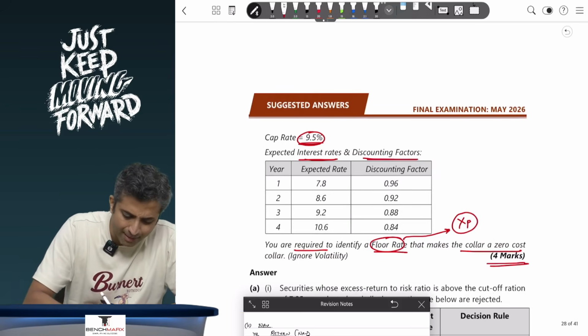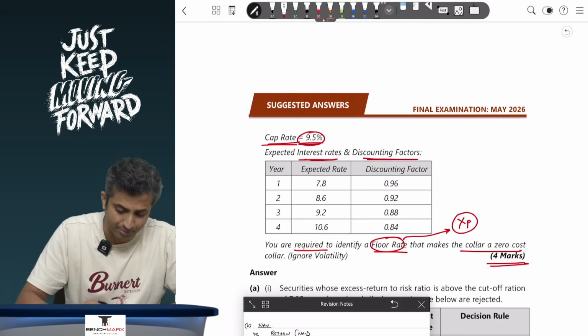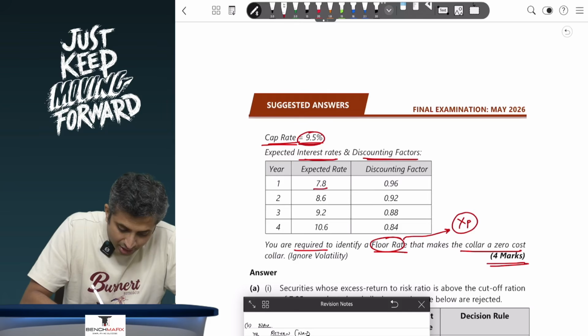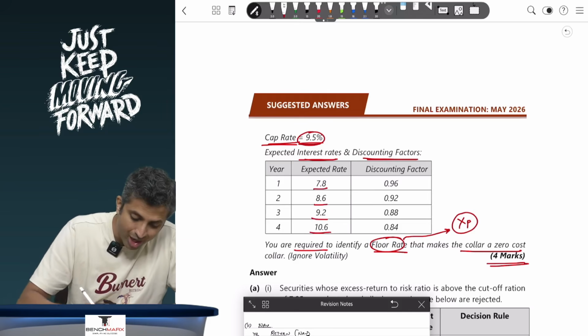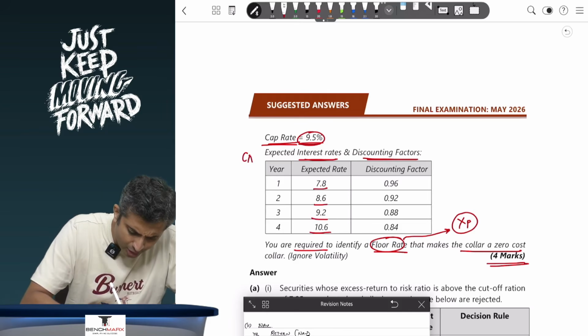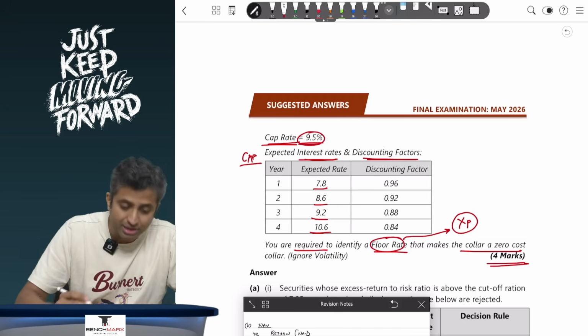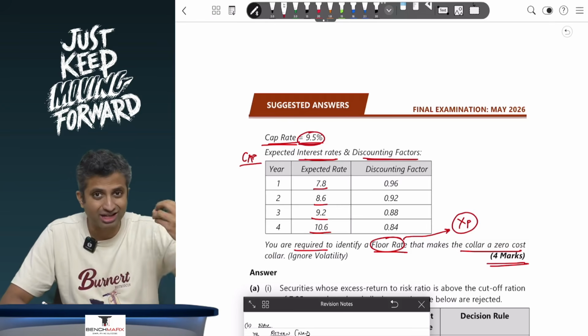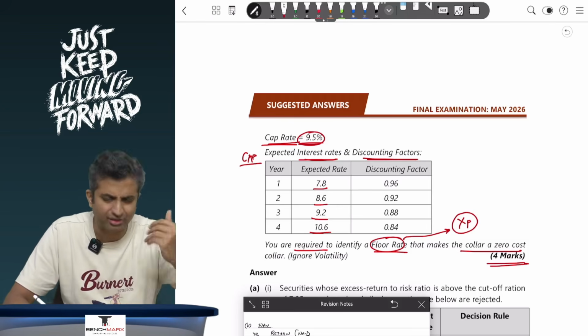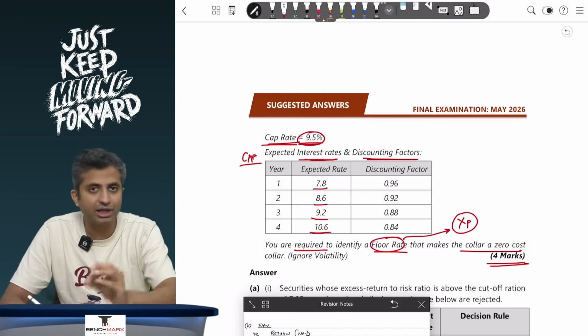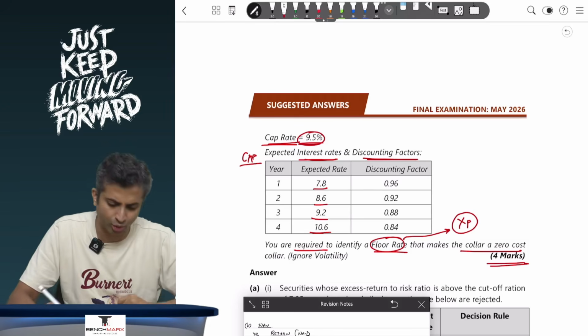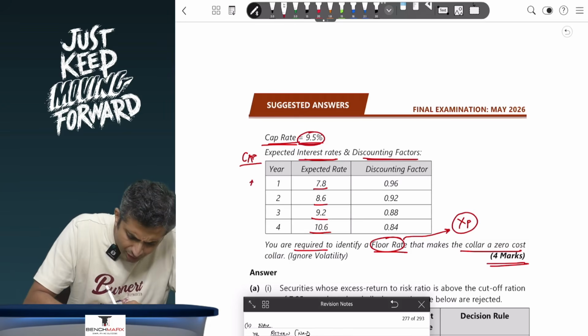Now, when I look at the cap rate, I clearly have the cap rate at 9.5%, and you have been given the expected rate as 7.8, 8.6, 9.2, and 10.6. Now, when will the cap be exercised? The cap will only be exercised if your actual rate, whether LIBOR or SOFR, is greater than the cap rate. So at 7.8, the cap will not be exercised. At 8.6 also the cap will not be exercised.